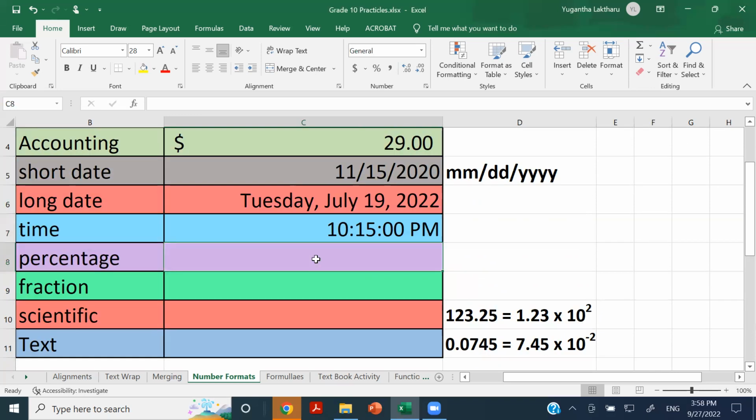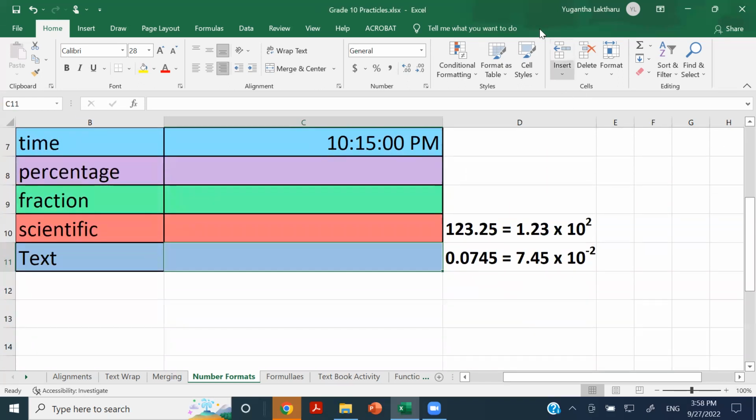Right, so the other four are percentage, fraction, scientific, and text. Let me hold on a second.